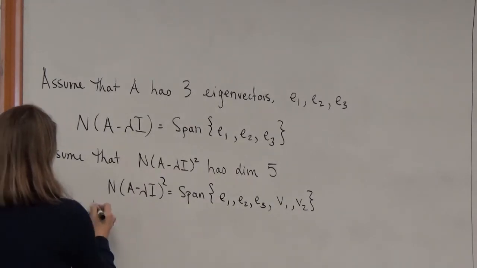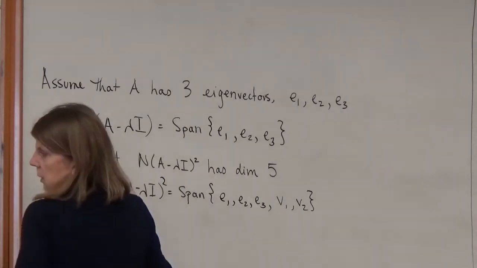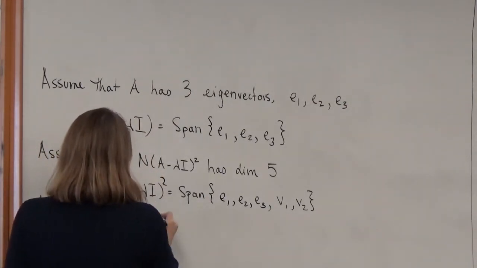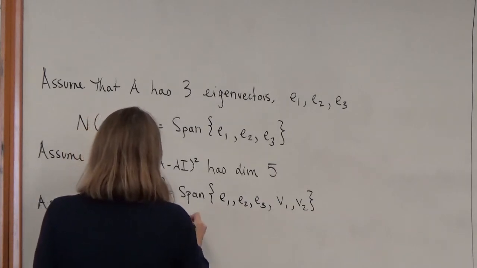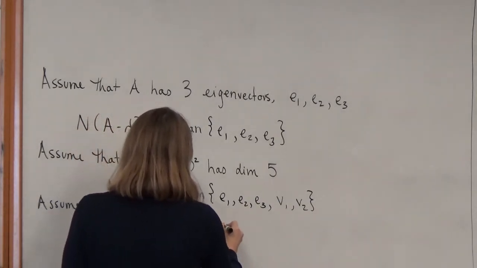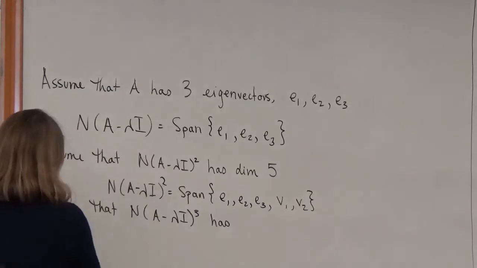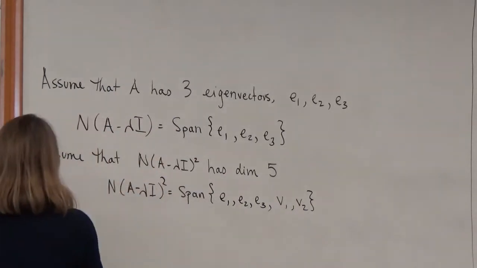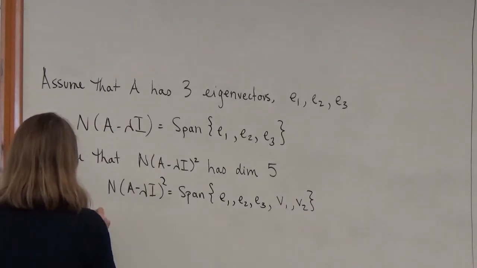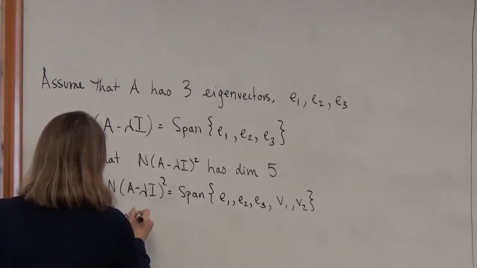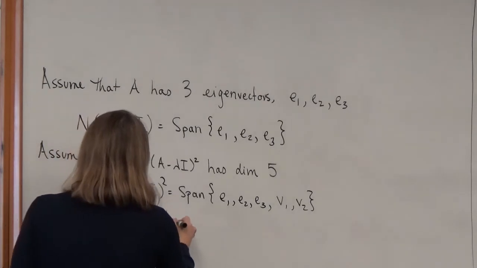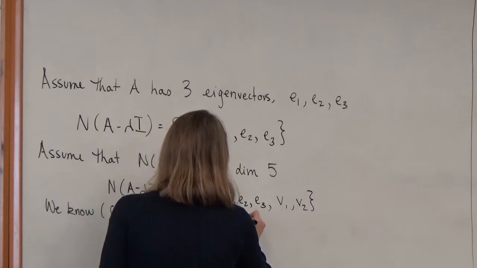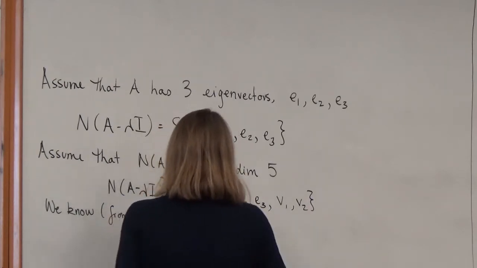And assume that we actually know now, because the minimum polynomial is s minus lambda to the 3, that the null space of A minus lambda I cubed has, actually we don't have to assume this, we're given it by the data. We know from our multiplicity M1 that the null space of A minus lambda I cubed has dimension 6.